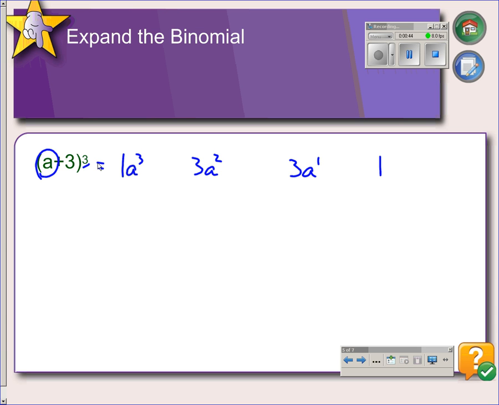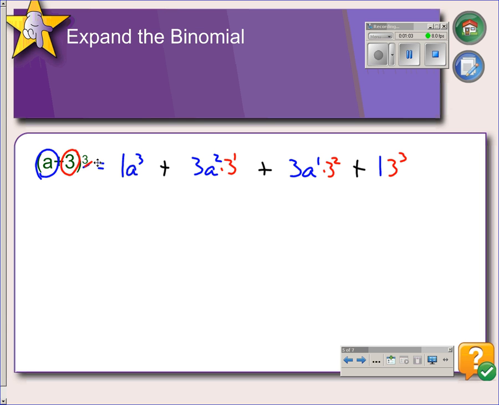Then we will take our second term, starting on the right-hand side with the highest exponent. We have b cubed, b squared, b to the first, and no b's. So then, these are our terms. We just have to simplify them.